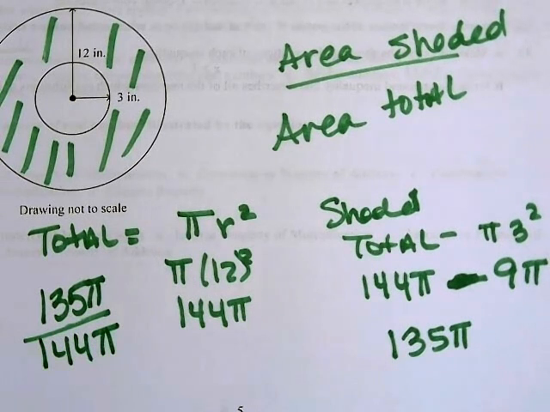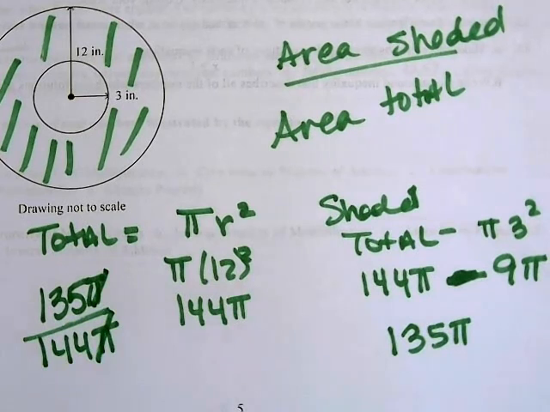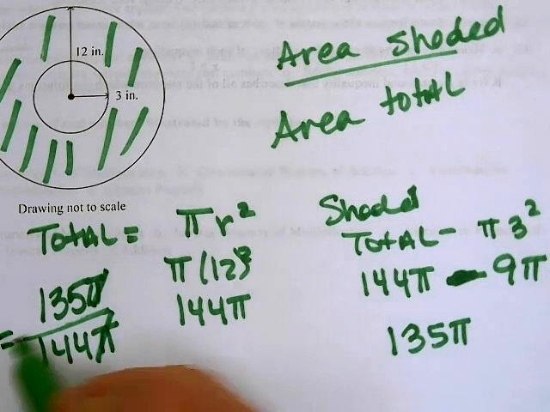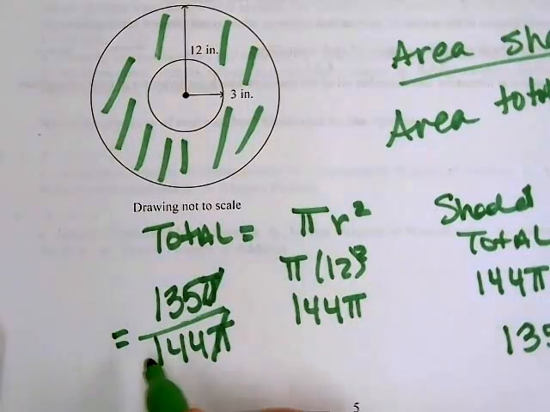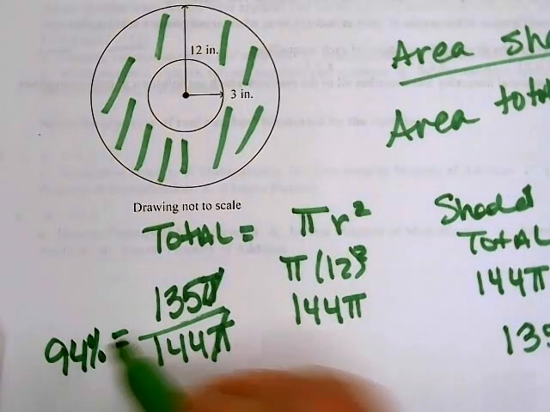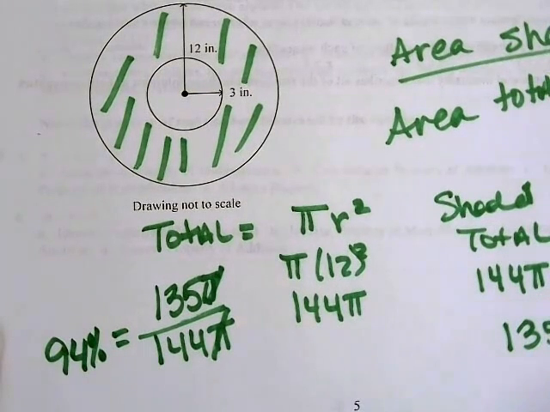What happens to the pi's? They cancel. So it's 135 over 144. What did you say the percentage was? 94%.